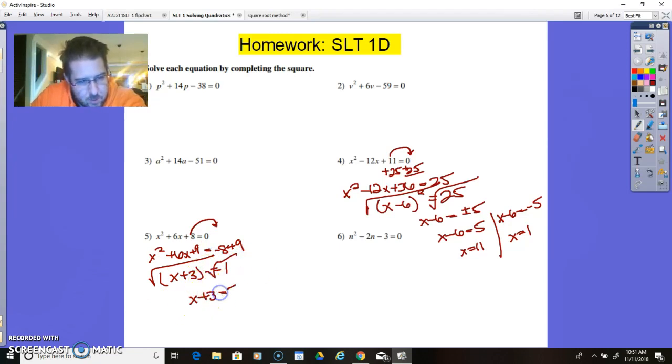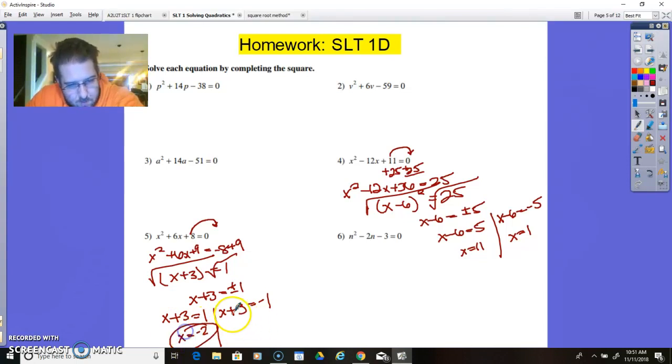X plus 3 equals both positive and negative 1. Solve it twice. Minus 3 means x is -2, and minus 3 means x is -4.